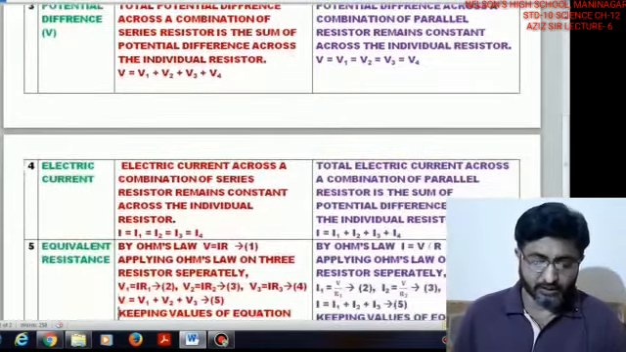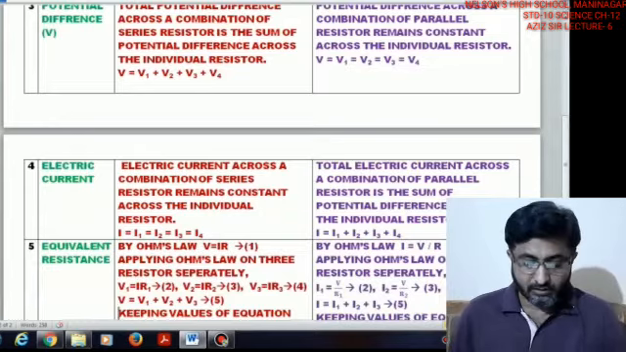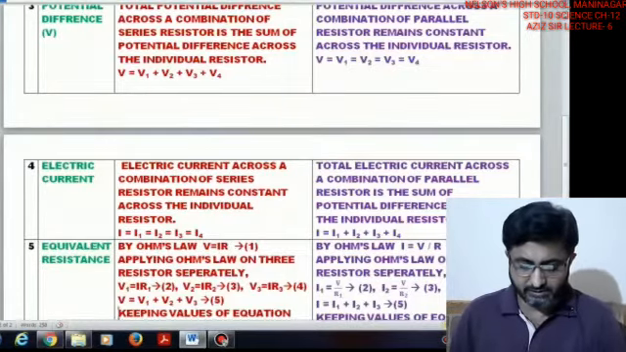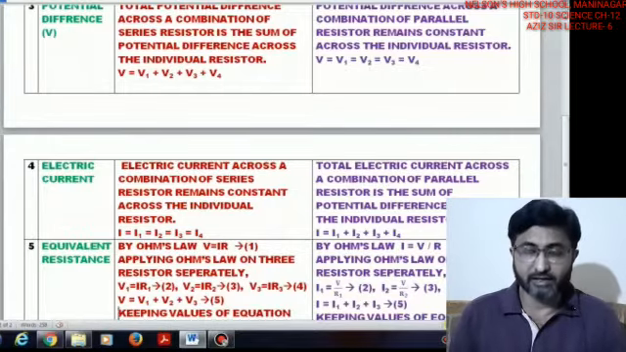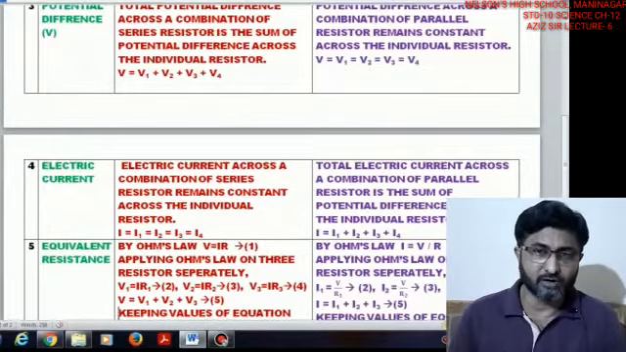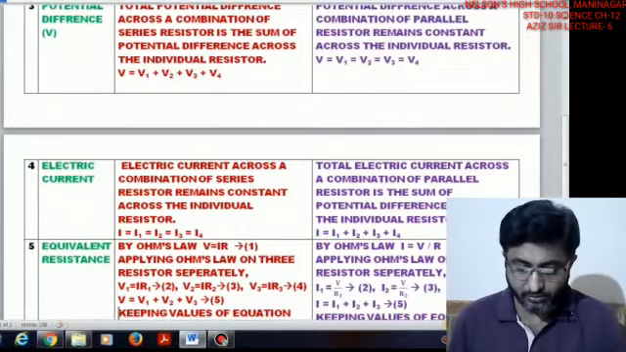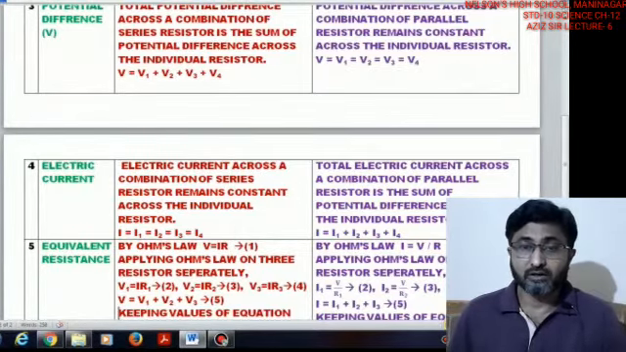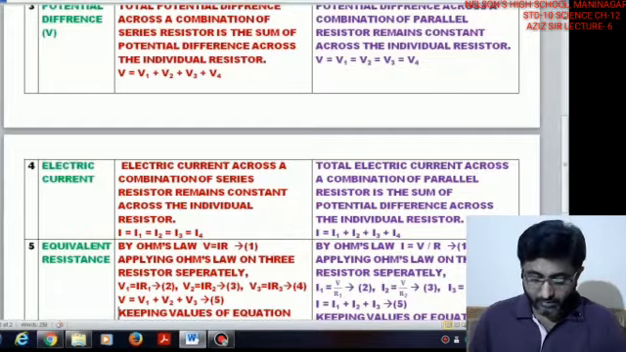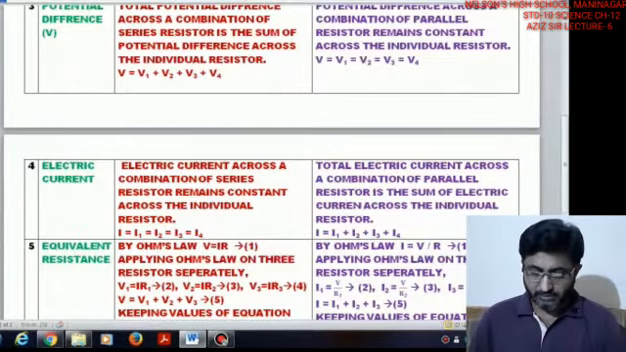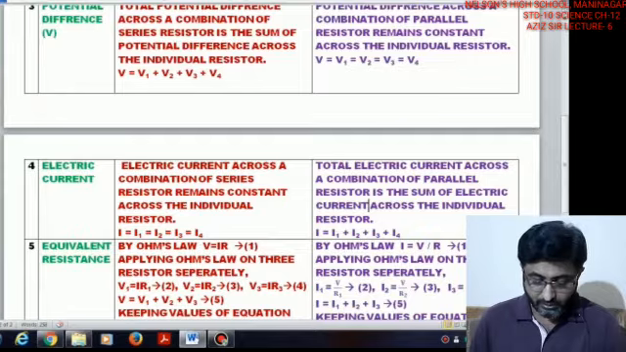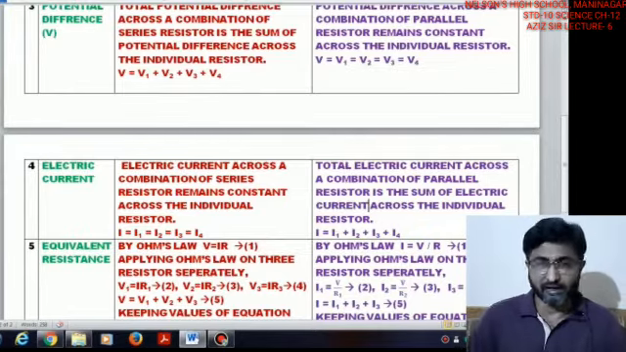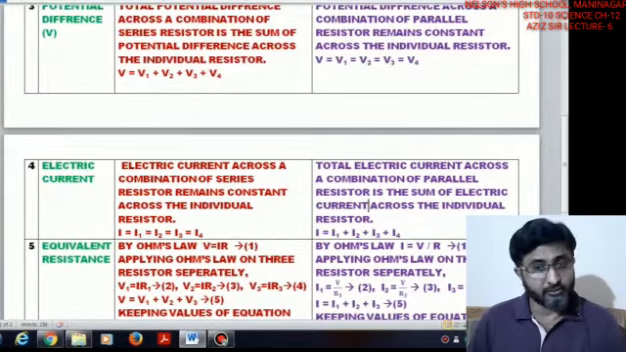In terms of current, it is exactly opposite. The current across the combination of series resistors remains constant across the individual resistor, that is I equals I1 equals I2 equals I3 equals I4. But in case of parallel connection, the total current is the sum of the electric current across the individual resistors, I equals I1 plus I2 plus I3 plus I4. That means the total current is divided.